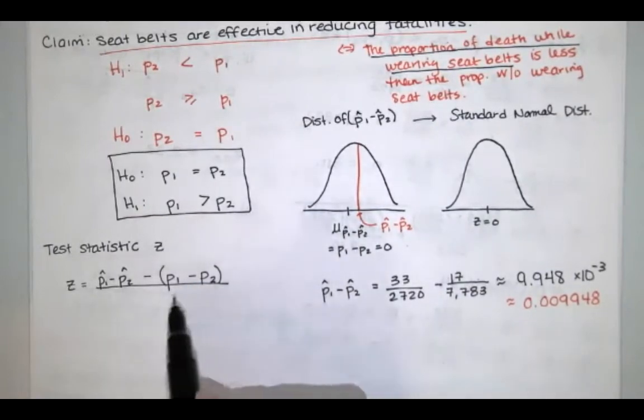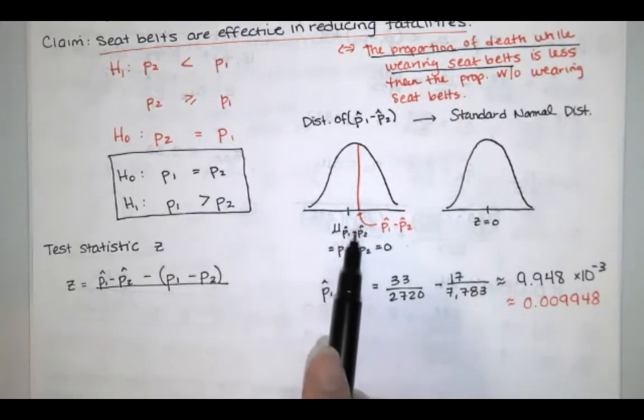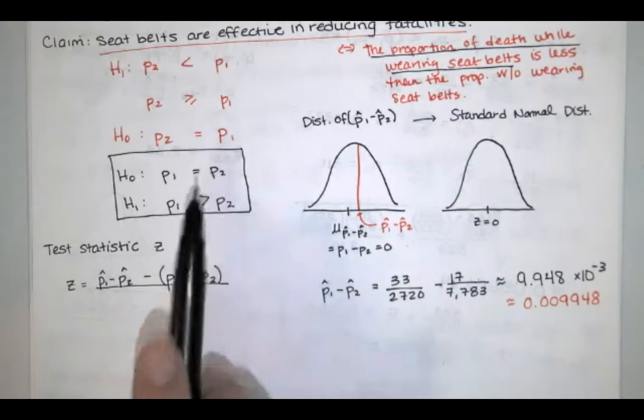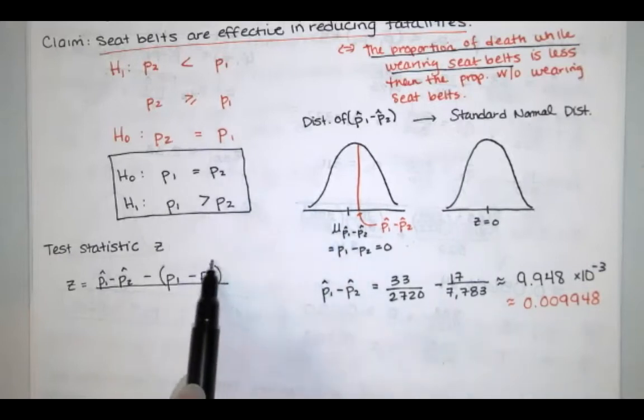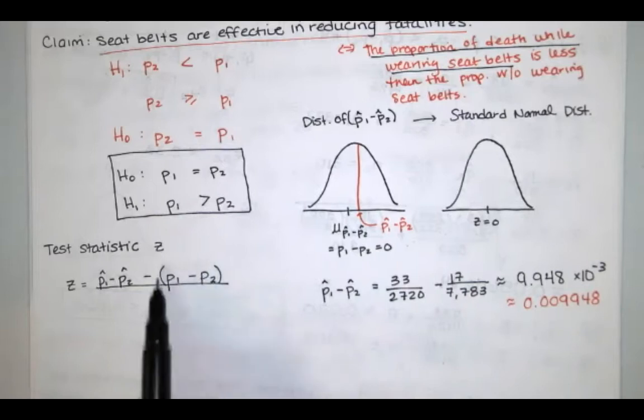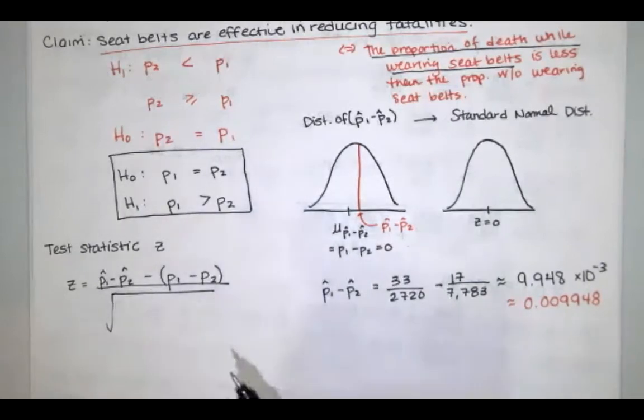And then we're dividing by an estimate for the standard deviation. Now, in this distribution, we're assuming that the null hypothesis is true. So this P1 minus P2 is going to be 0 because we're assuming that P1 and P2 are equal to each other. Now in the denominator, we're going to have a standard deviation, which is also based on the assumption that the null hypothesis is true.